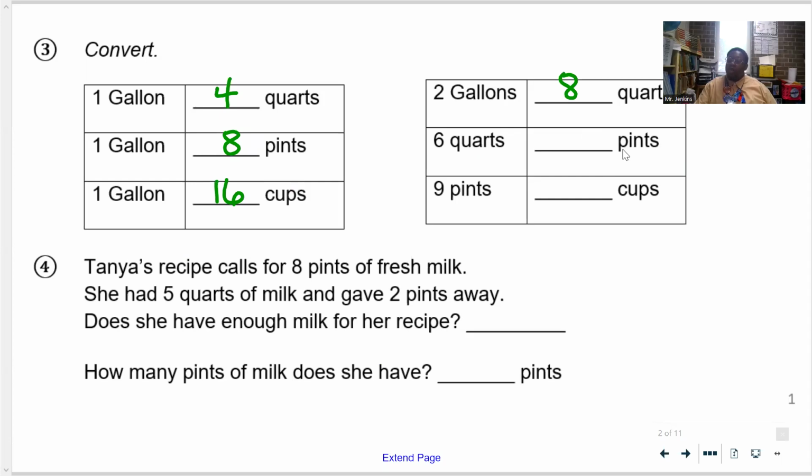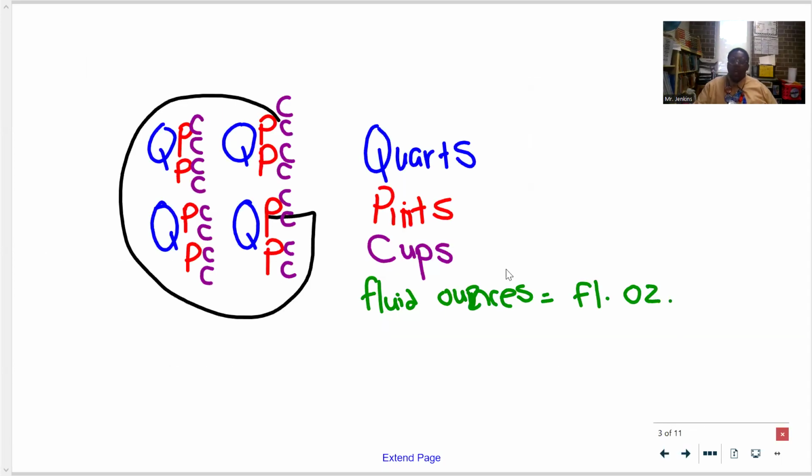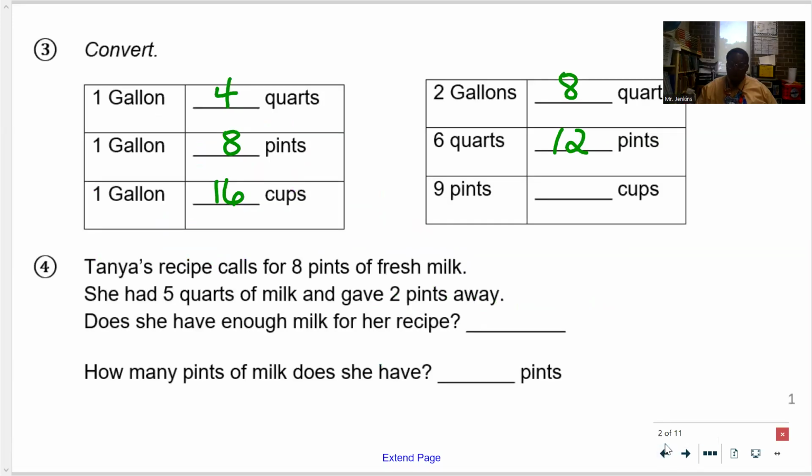Well, since there are 2 pints for every quart, I can do 6 times 2. That's converting. That's going to give me 12 pints. And the last one, 9 pints for how many cups? Well, if we look back at the Kingdom of Gallon, I see that there are 2 cups for every pint, but there are 4 cups for every quart. So 4 cups per quart. So since there are 2 cups for every pint, I'm going to do 9 times 2, which is going to give me 18 cups, okay?